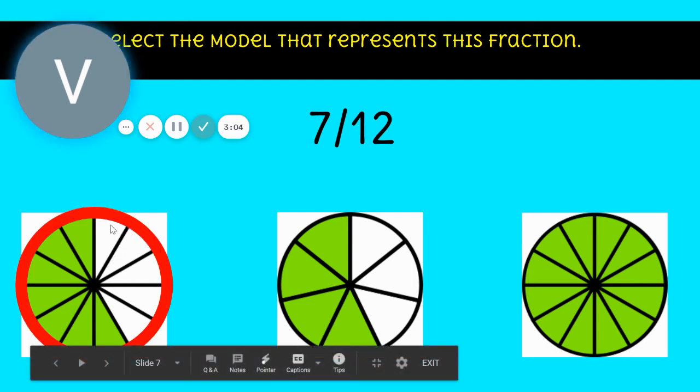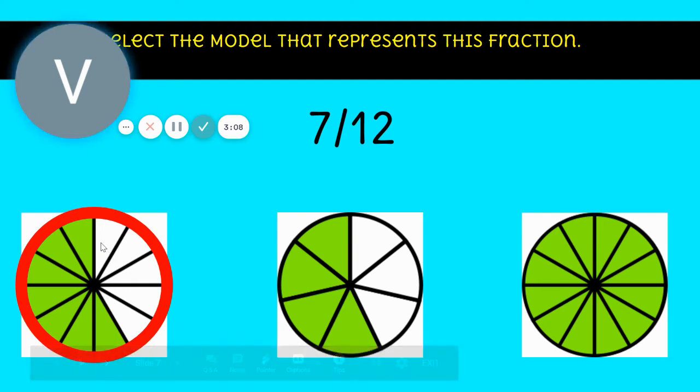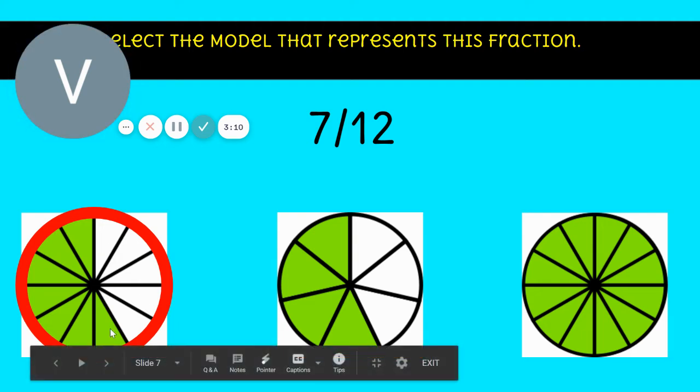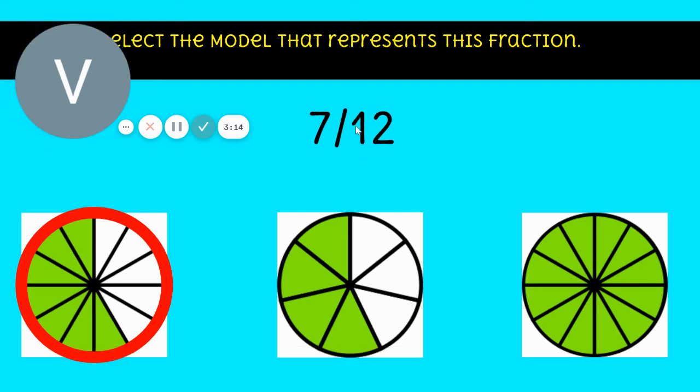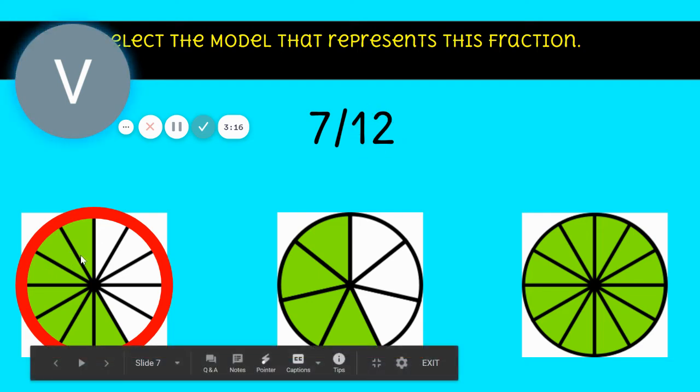Okay, so the one that's circled red is 7/12. There are 12 pieces: 1, 2, 3, 4, 5, 6, 7, 8, 9, 10, 11, 12. So that's our denominator. And then only 7 are green: 1, 2, 3, 4, 5, 6, 7.